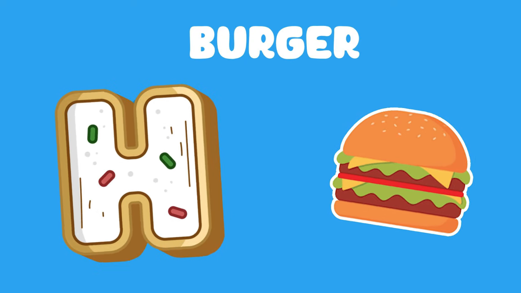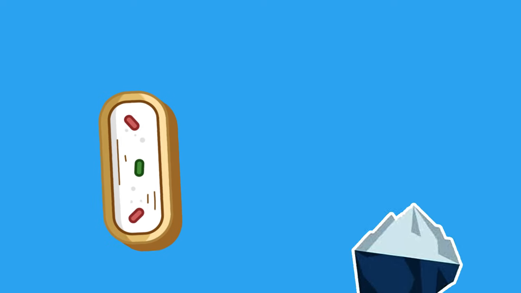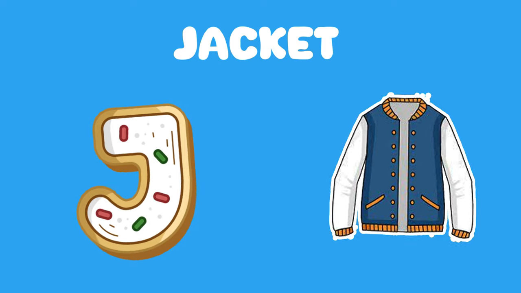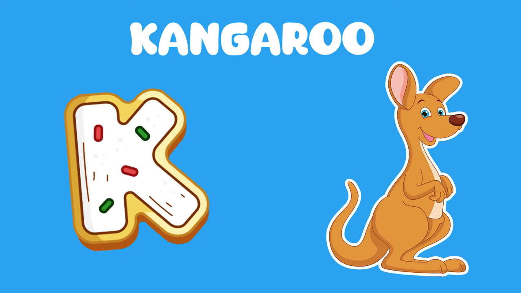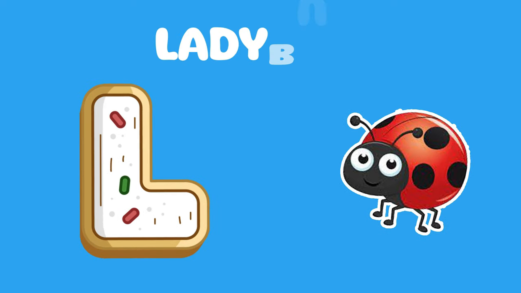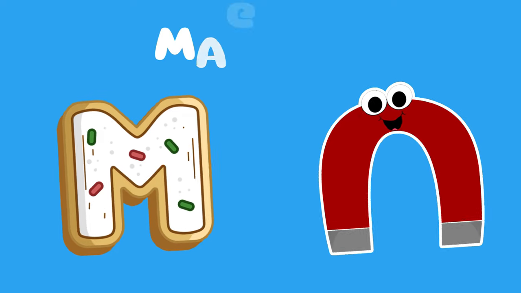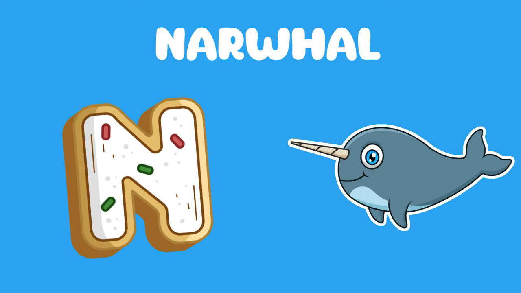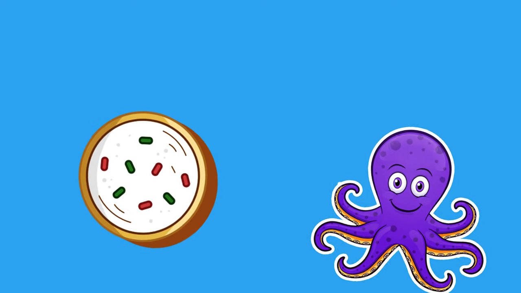Hamburger. Iceberg. J is for jacket. K is for kangaroo. L is for ladybug. M is for magnet. N is for narwhal. O is for octopus.